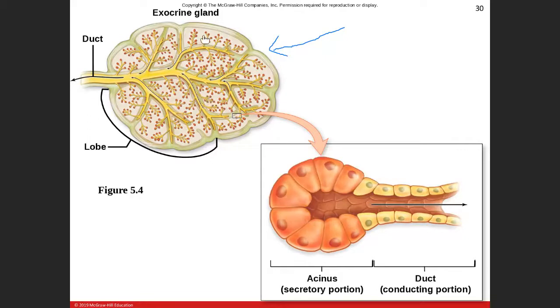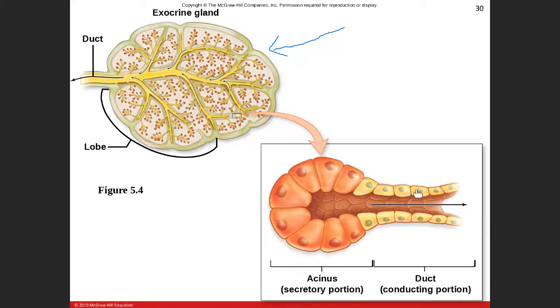All right, and if we look at one section, so we're going to now zoom in on this one area here, you can see, all right, these little red dots here, that's the acinus or the secretory portion. The acinus is the description. If I were to say, give me the anatomical description of that, you would say the acinus, all right? And then I'd say, well, what's the physiological function? Like, what does it do? It secretes. It's the secretory portion. That's what we're talking about here.